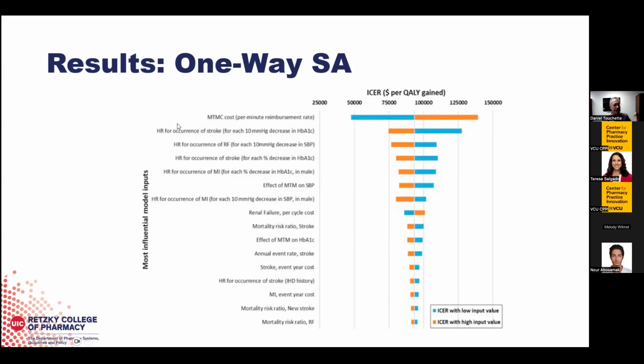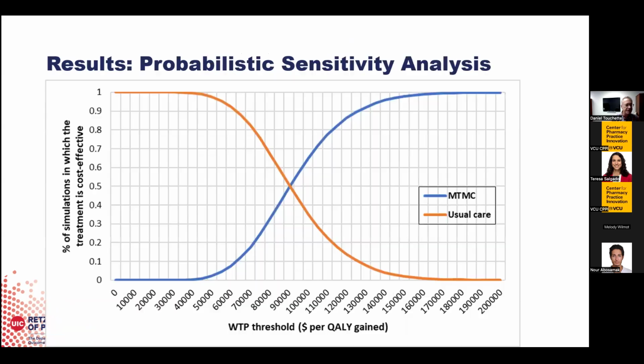The hazard ratio is actually for the occurrence of all of the events. They seem to have a pretty big impact as well. So those are the inputs we'd want to get better estimates for.